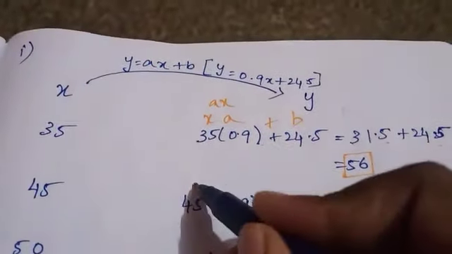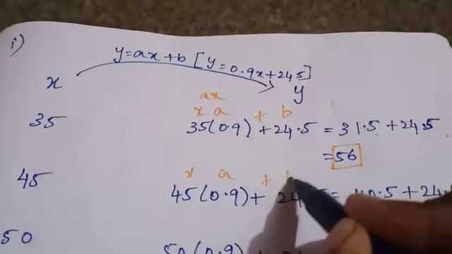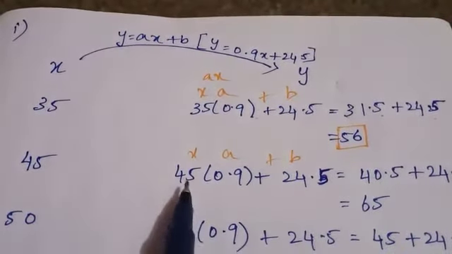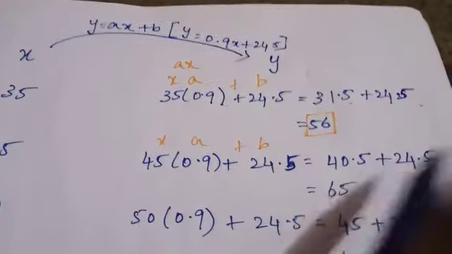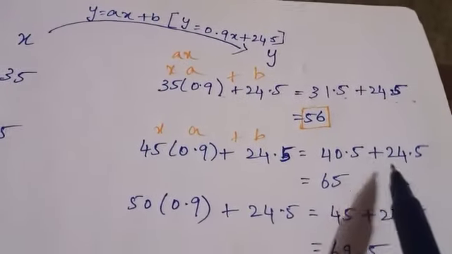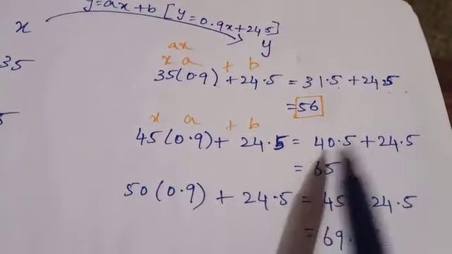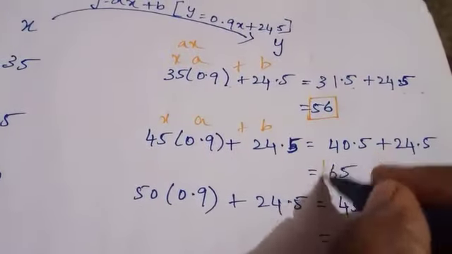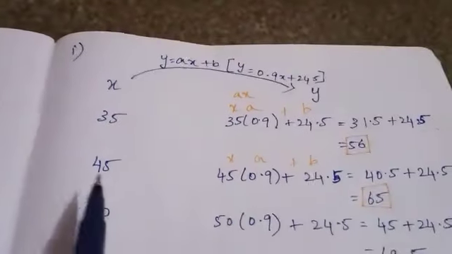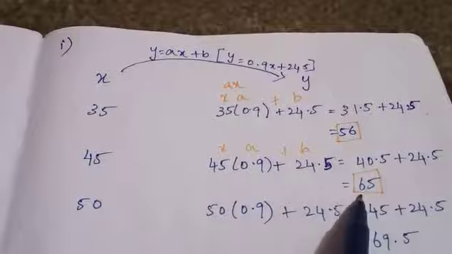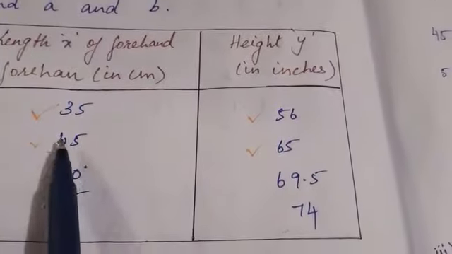So this is x a plus b. So if we multiply this, I'll get 40.5 plus 24.5. When I add this, I'll get my y. So when I substitute 45, my y is 65. 45, 65. Yes, it satisfies.